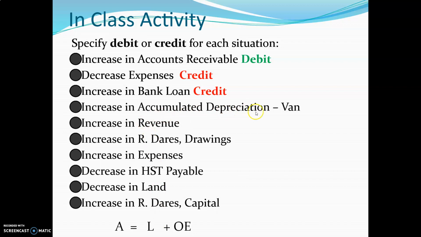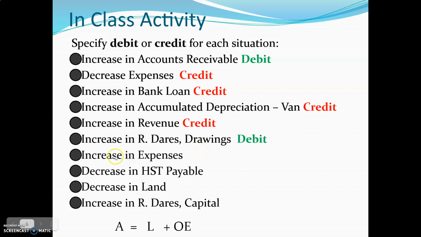The increase in accumulated depreciation of a van, well, even though this looks like it should be what we call an asset, it is a contra account, so technically it acts like a liability in some respects, and so increasing it will be on the credit side. Increase in revenue, well, if we increase bank and we increase revenue, the increase on bank would be on the debit side, so this will increase through a credit. Drawings, well, this will be a debit.